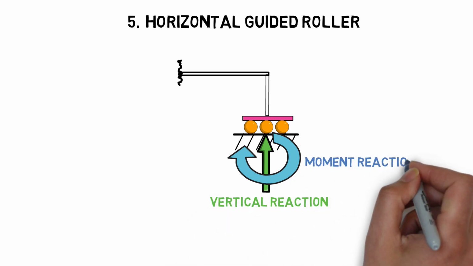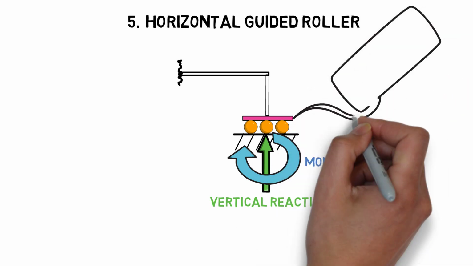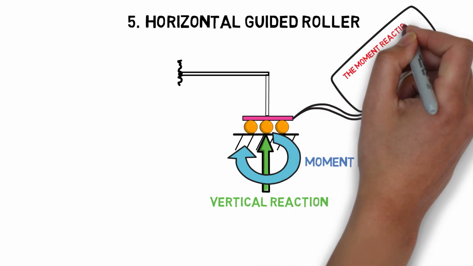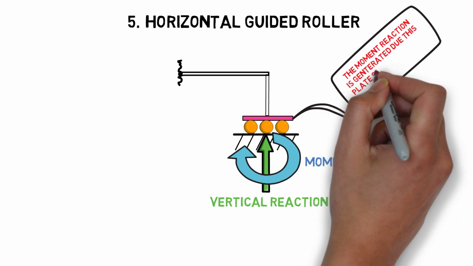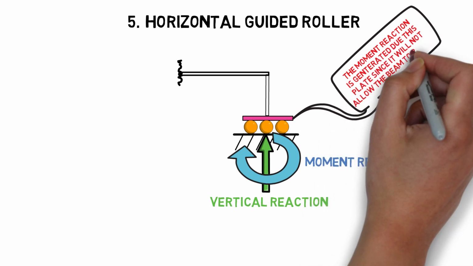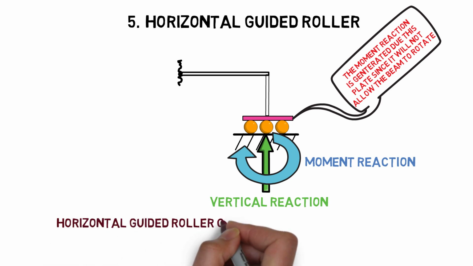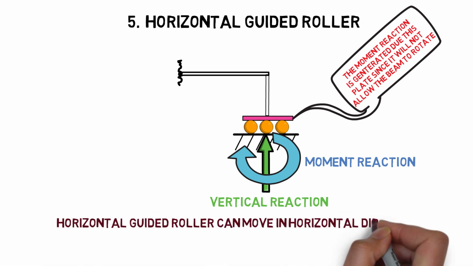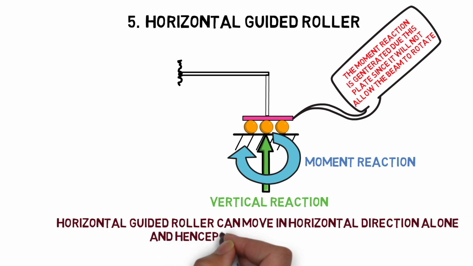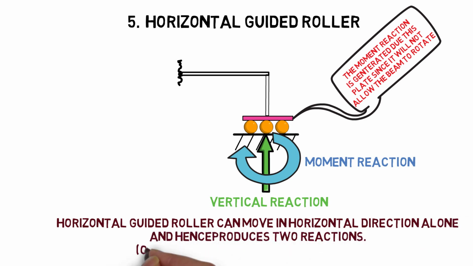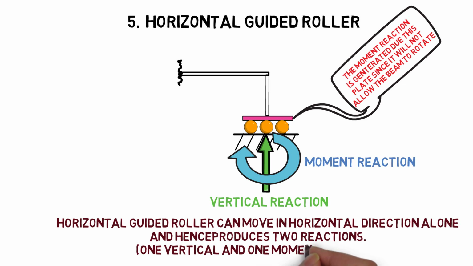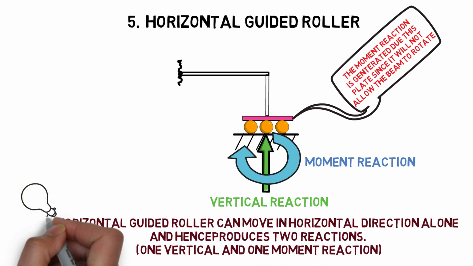The moment reaction is generated due to this plate, since it will not allow the beam to rotate. Therefore, it can be said that a horizontal guided roller can move in the horizontal direction alone, and hence produces two reaction components, one vertical and one moment.